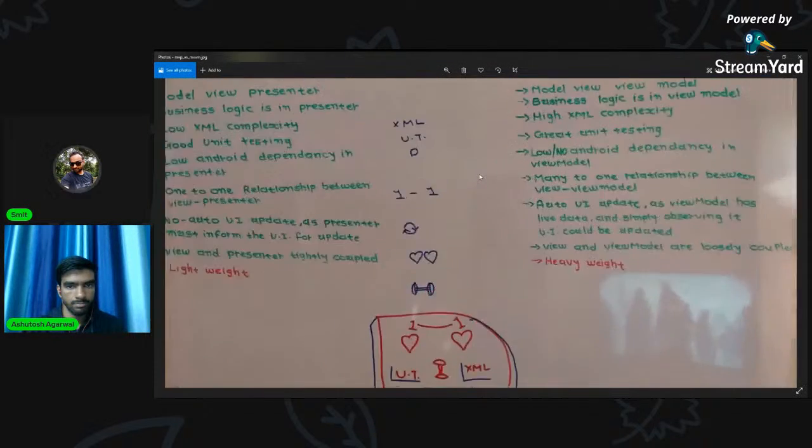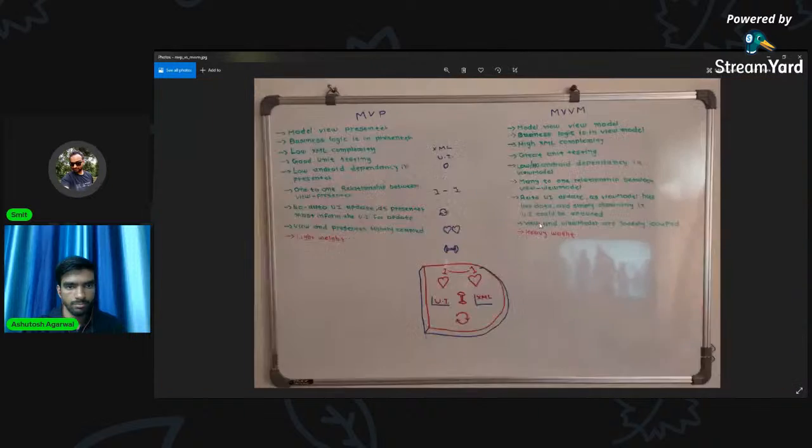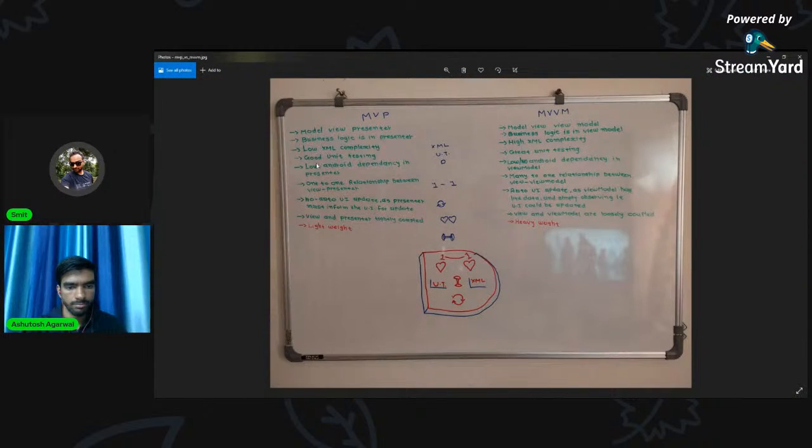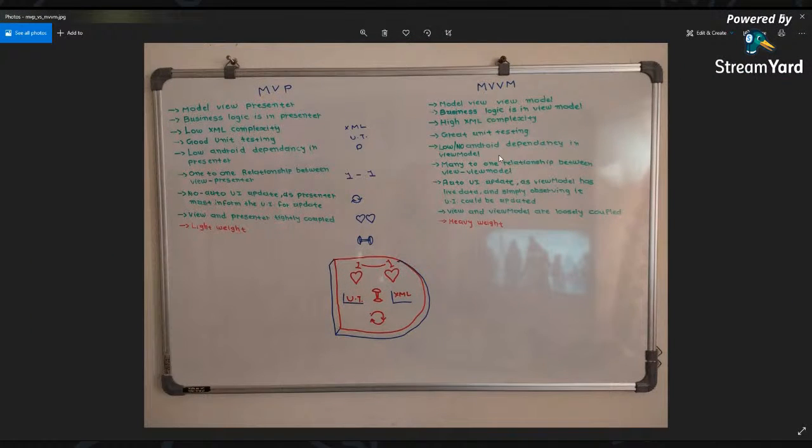So, this is the main difference. In the case of MVVM, we have very good unit testing. In MVP, there is a problem: if the developer is not experienced, they can write Android-specific code in the presenter, and it is not easily possible to test Android-specific code while doing unit testing.